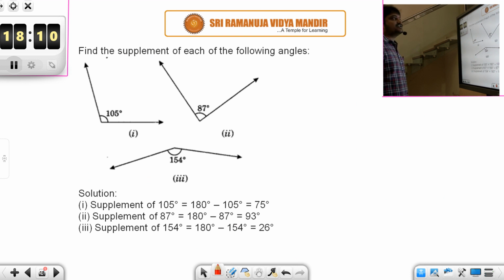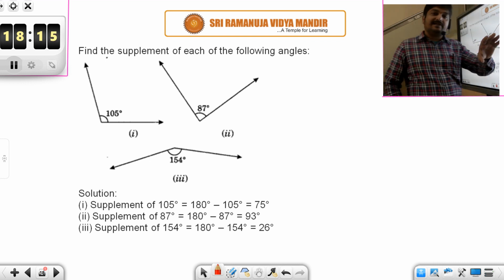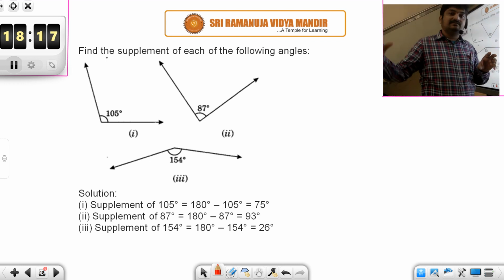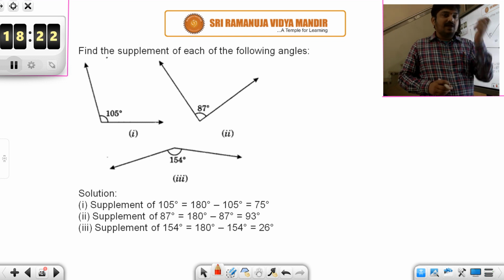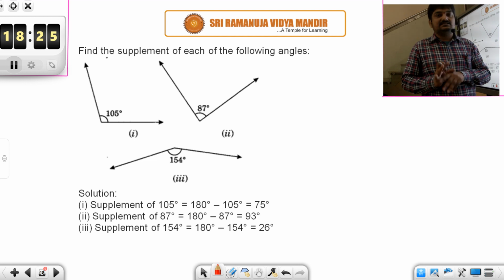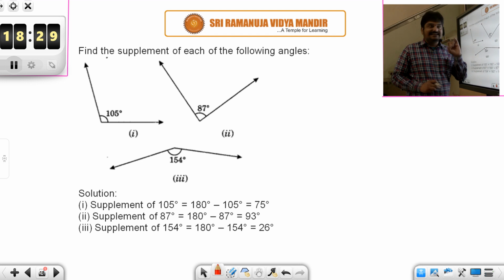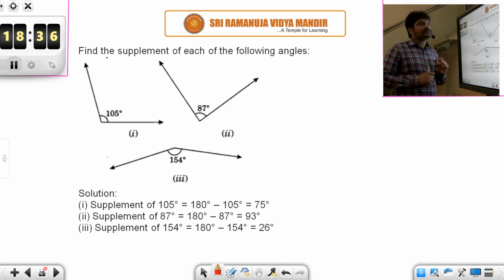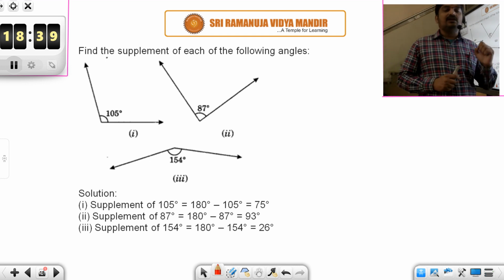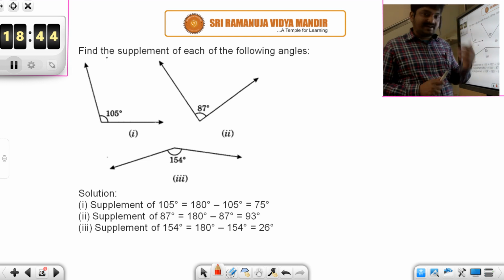Find the supplement of each of the following angles. Again, this word supplement means something which, when added, gives 180 degrees. If you add those two, you should get 180 degrees. That is where we use the word supplementary. Complementary means 90 degrees. Supplementary means 180 degrees. I am repeating: complementary we use for the sum being 90, supplementary for the sum being 180.